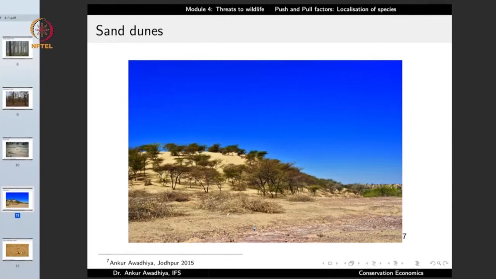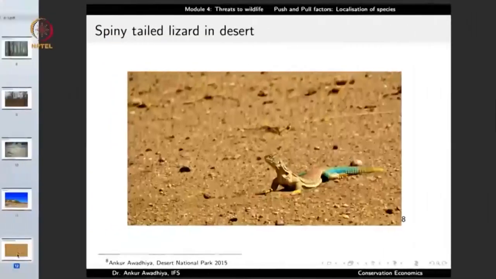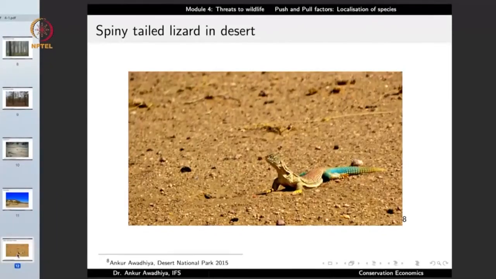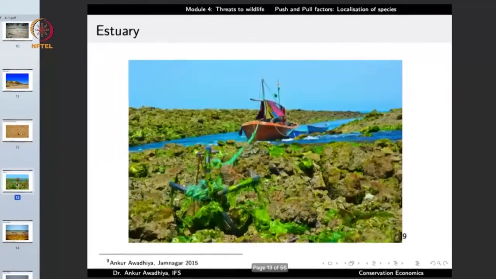But even in such areas which have a dearth of water, here also we find a large biodiversity, and we find some species that are endemic to these regions. Now, an endemic species is a species that is found only in one area, nowhere else. So we will find species such as this spiny tailed lizard. Now, this is a species that is adapted to a life of intense sunshine and very little water. So we find this species in the Desert National Park, for instance.